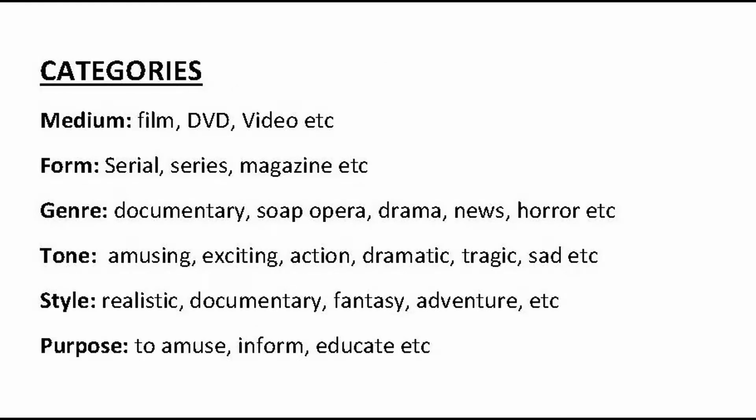So, categories. What exactly is categories? Well, it's basically what kind of film it covers, what kind of film you're purchasing. So, the medium, for example, is more or less the format that you're buying it in. Film, DVD, video.